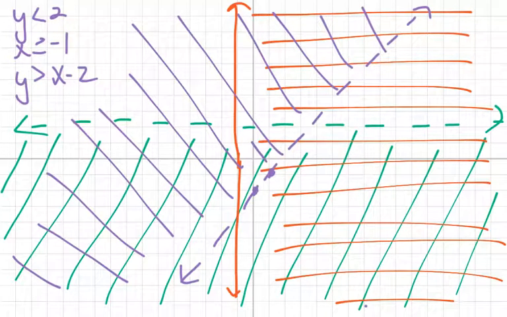And then if you look closely, the solution is going to be where all 3 of them overlap. Just so we can see, here you have just red. Here you have red and green. Here you have red and purple. Here you have just purple. Here you have red and purple, and right in there is all 3.